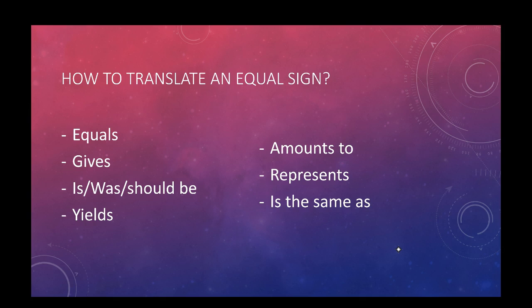So we've got equals, gives, so if it gives us a certain amount, is, was, or should be. So if you're looking at working on a budget or you can't go over something, so it should be a certain dollar amount. Yield means it gives you, amounts to, represents, and is the same as.